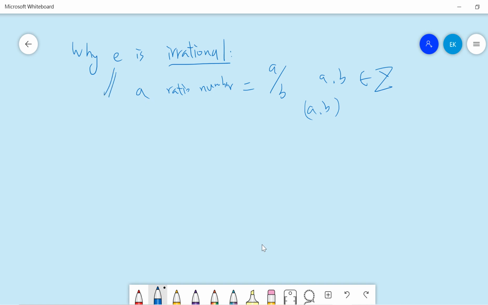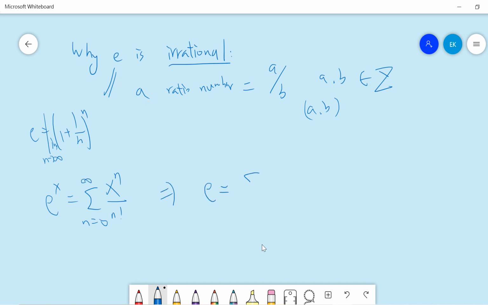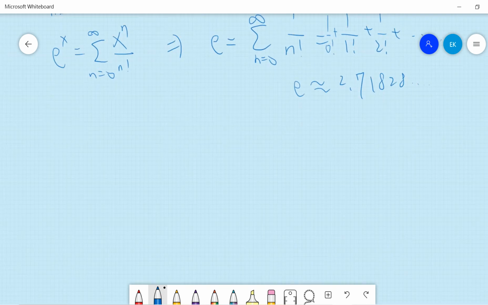And e is the constant, whose basic definition is the limit of (1 + 1/n)^n as n goes to infinity. The standard Taylor expansion is this. Suppose you let x equal to 1, then we have this expansion: 1 over 0 factorial, 1 over 1 factorial, 1 over 2 factorial, and keep going. From computation, you can see e equals 2.71828. Now the goal is to prove e is irrational.